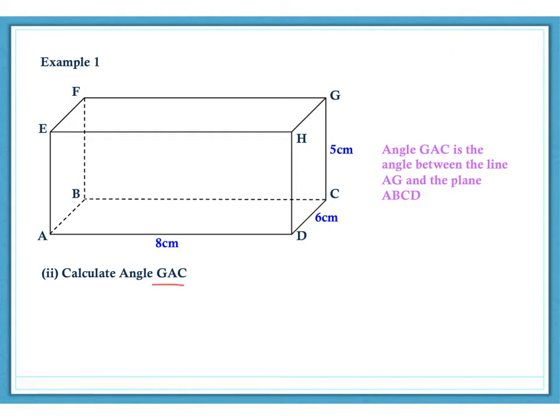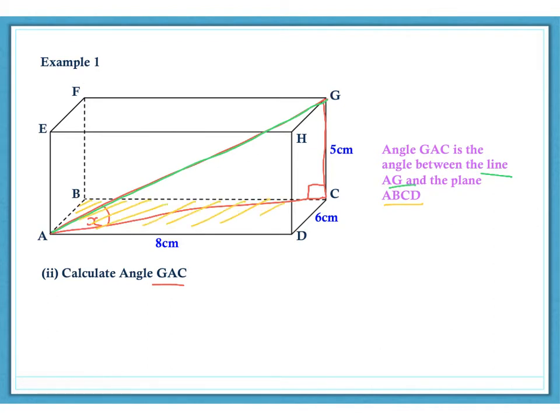GAC. So this time we're going to join G all the way across to A, back along to C, and then up to G again. There's the right angle at C, and the angle that we're looking for we'll call X over here. Now, before we calculate this, it's worth looking at a little bit of vocabulary. This angle GAC is referred to as the angle between the line AG, which is this line here, and what we call the plane ABCD. So the plane just refers to this face here, the base of the box.